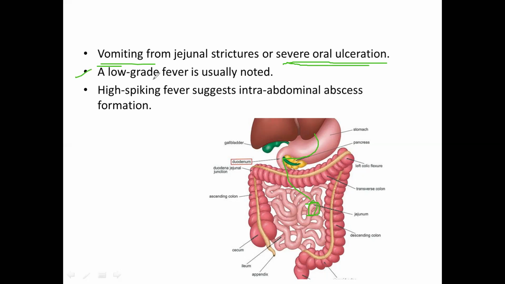A low-grade fever is also noted in Crohn's disease, but a high spiking fever usually suggests intra-abdominal abscess formation. We have already seen in the pathology of Crohn's disease that intra-abdominal abscesses are usually found in Crohn's disease.